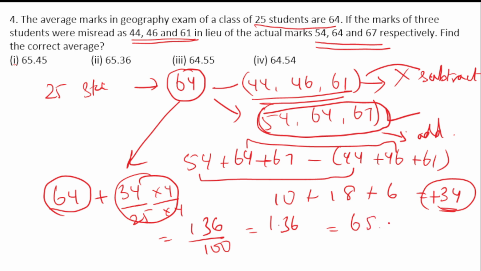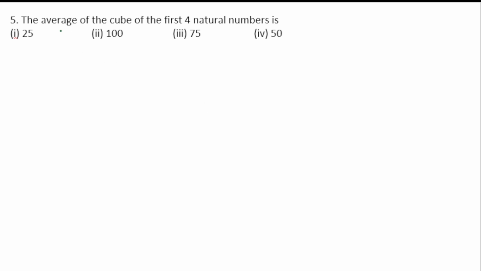It is 65.36. Second option. Next one. Fifth one. The average of the cube of the first 4 natural numbers is what?